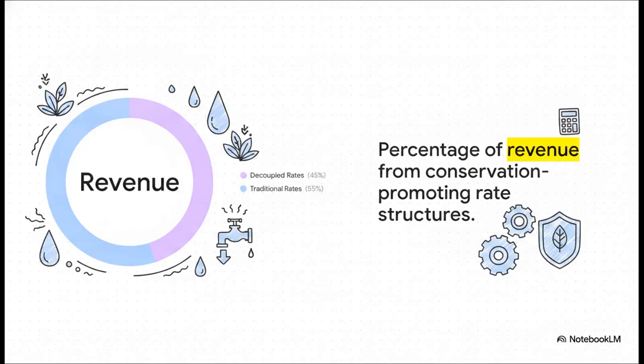Under this standard, you're required to disclose a very specific number. Investors want to know what exact percentage of your regulated water utility revenue actually comes from these decoupled, conservation-promoting structures. The math is straightforward. You just divide your regulated revenue from these specific structures by your total regulated water revenue. Doing this sends a loud, clear, quantitative signal to the market about your absolute financial resilience.